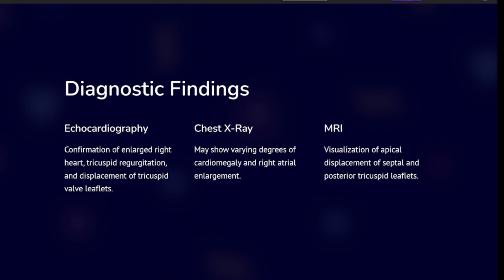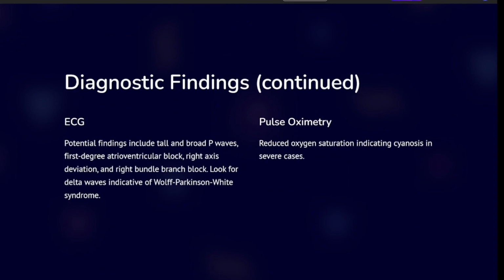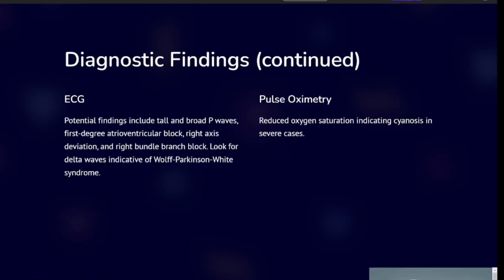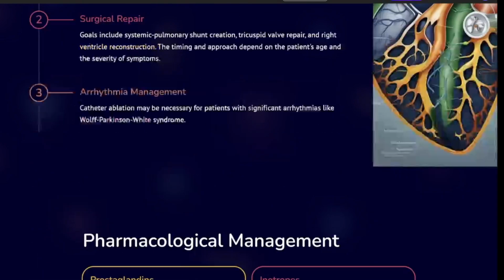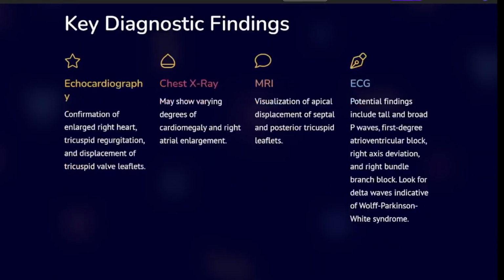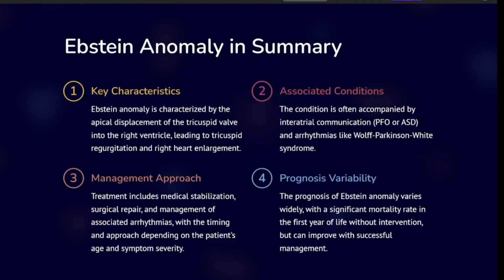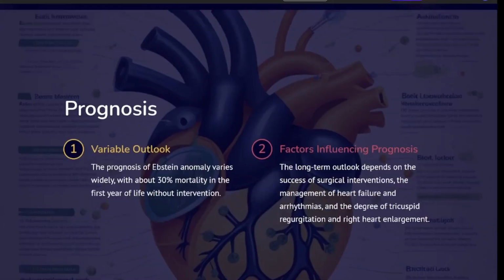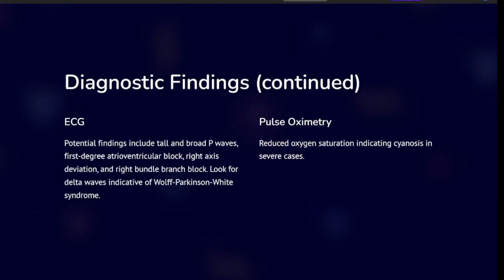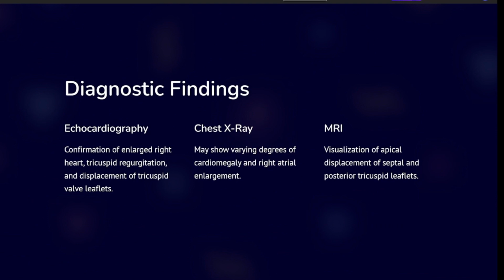The clinical presentation varies from asymptomatic individuals to those experiencing cyanosis, heart failure, or arrhythmias, depending on the severity of the tricuspid valve displacement and regurgitation. Summary for professional specialists. Diagnostic findings. Echocardiography, confirmation of an enlarged right heart, tricuspid regurgitation, and displacement of tricuspid valve leaflets.